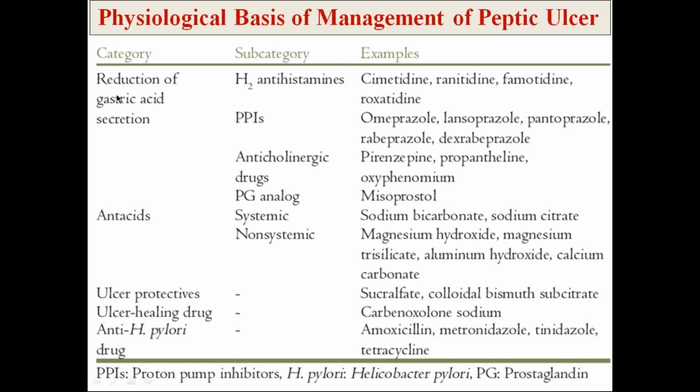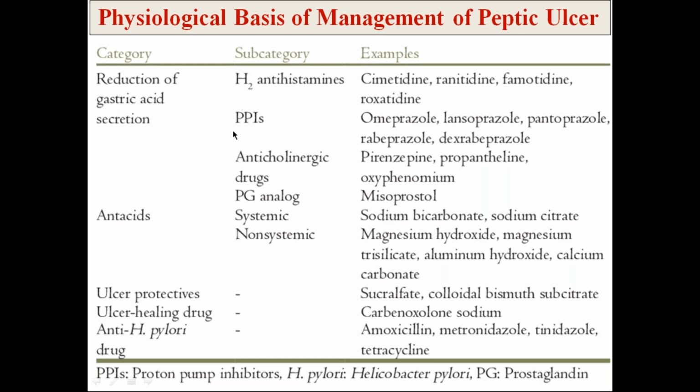The drugs which cause reduction in gastric acid secretion can be antihistaminics. In these, you have to remember that the antihistaminic should act through the H2 receptor. So these are antihistaminic drugs which act through the H2 receptor, which is present on the parietal cell, by competitive inhibition. The names of the common drugs are cimetidine, ranitidine, famotidine, roxatidine. These are commonly available drugs which are used for treatment or management of peptic ulcer.